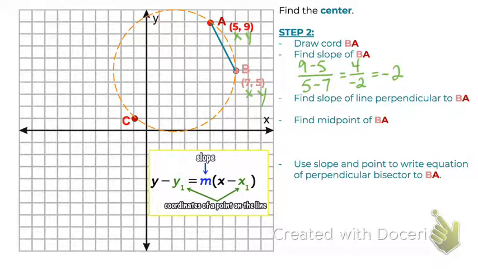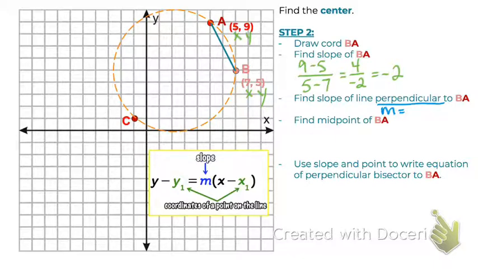I want to find the slope of the line that is perpendicular to that. So remember, slopes that are perpendicular are opposite sign. So this one was negative 2, so this new slope has to be positive, and reciprocal. Negative 2.